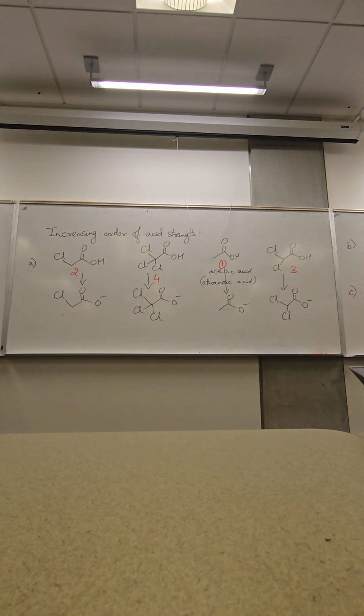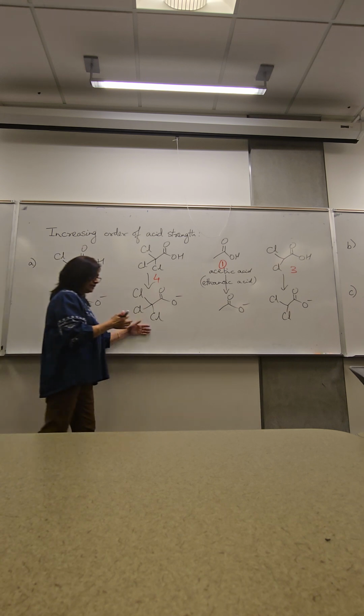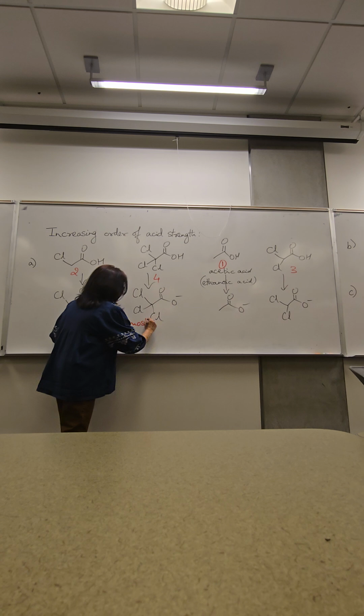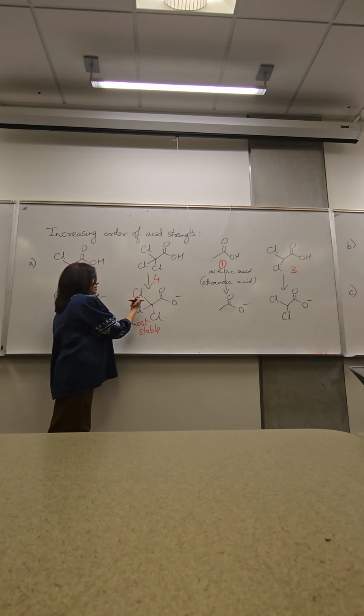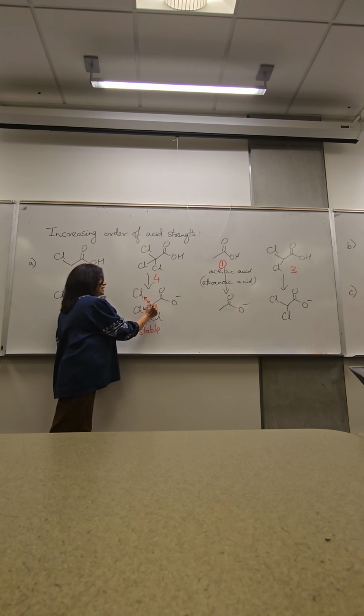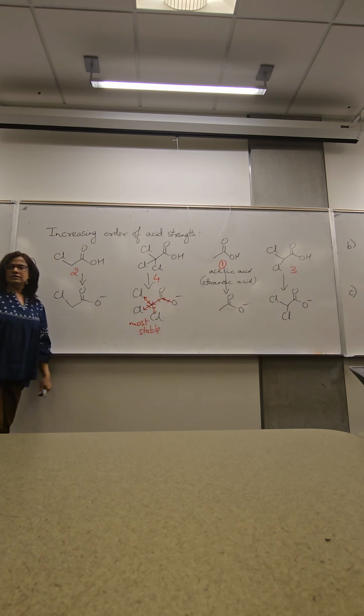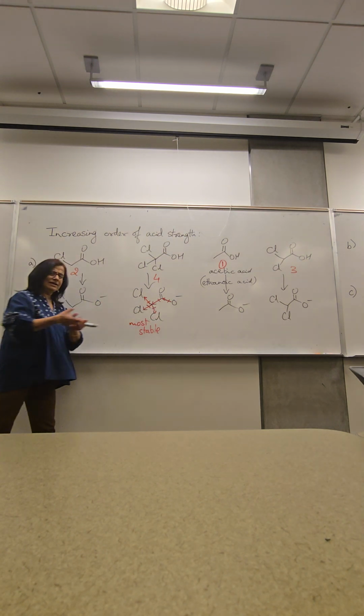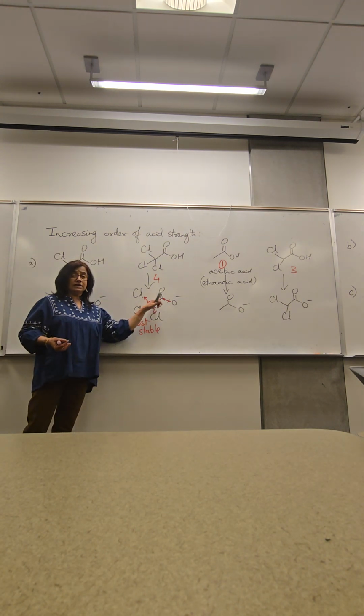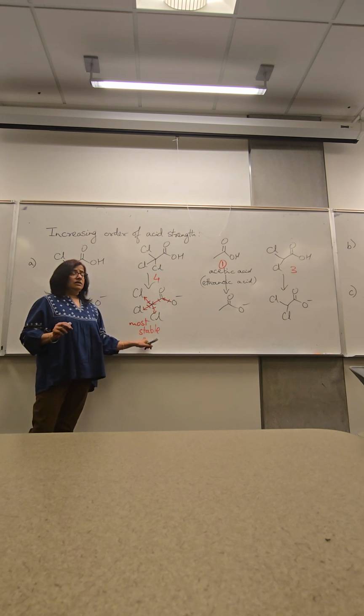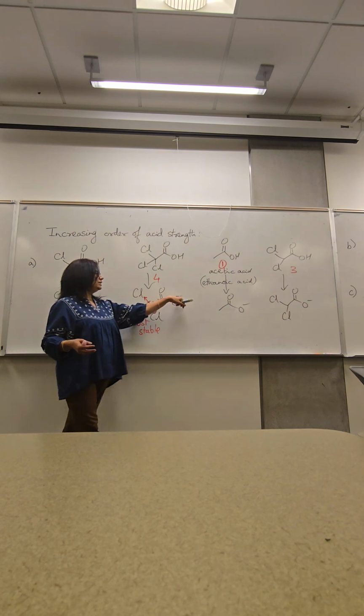Okay, now that we have those structures, which of these is the most stable conjugate base? 4. Why is that the most stable conjugate base? Because the chlorines are very electronegative, so they are going to pull electron density in the sigma bonds towards themselves. What is that called? Inductive effect. Three chlorines are pulling that negative charge away from oxygen via inductive effect. Agreed? Which will stabilize. What will that do to the negative charge?